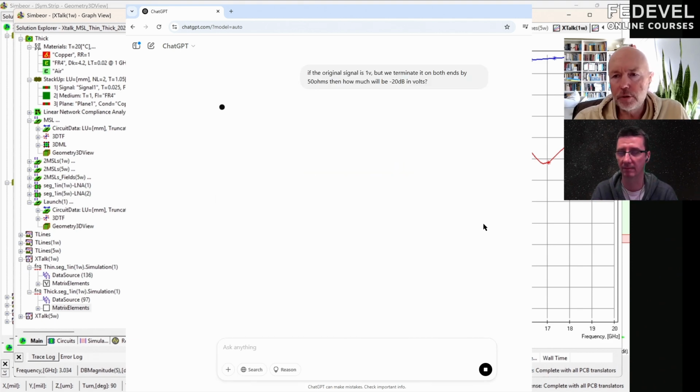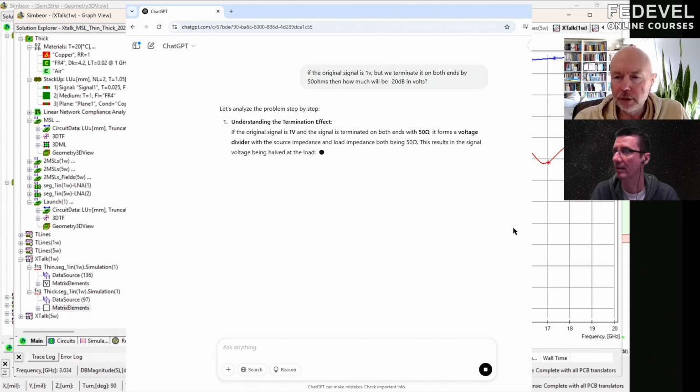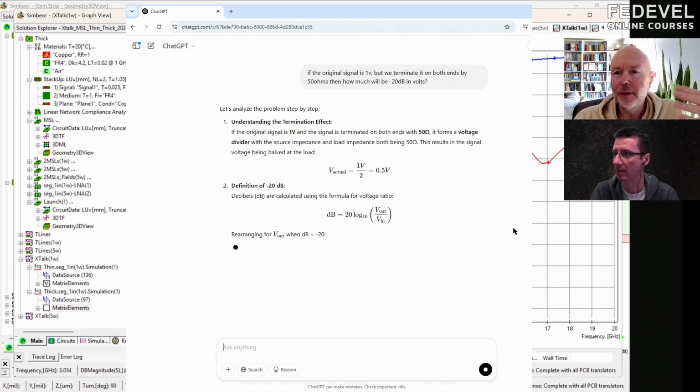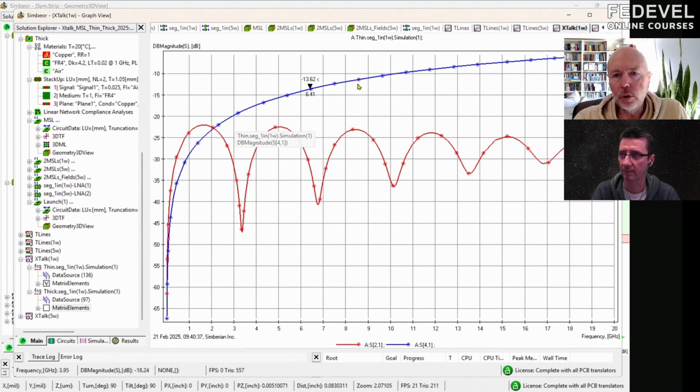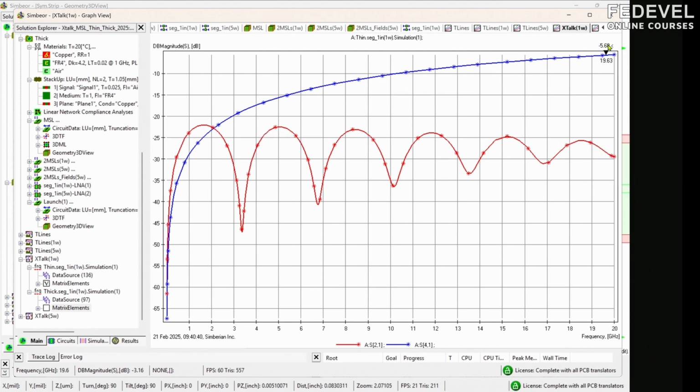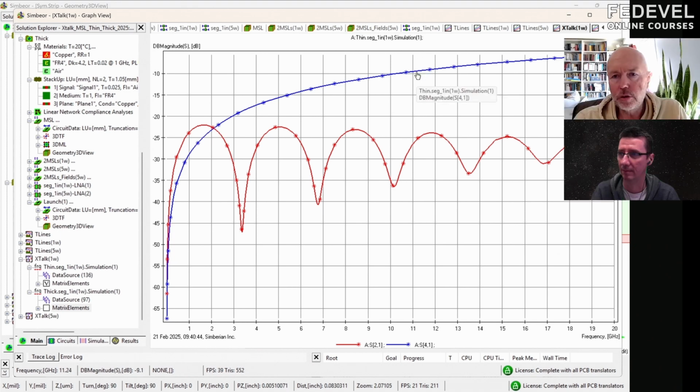Exactly. You essentially divide this number by 20 and then take 10 to this power and divide it by 2 because of the 50-50 termination. There is also division by 2. It's not 100 millivolts, it's 50 millivolts. And then it grows up to -6 or even higher. So it's essentially relatively high crosstalk. And this is on thin substrate.